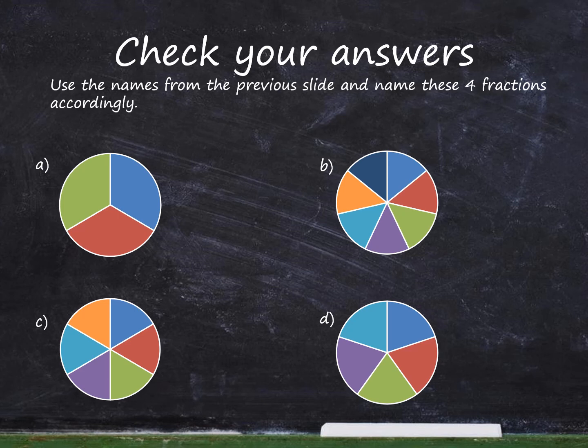Let's check answers. Number A, it's thirds. B, sevenths. C, sixths. And D, it's fifths.